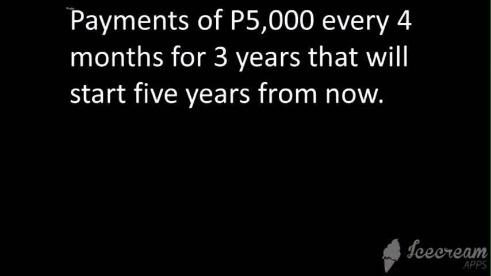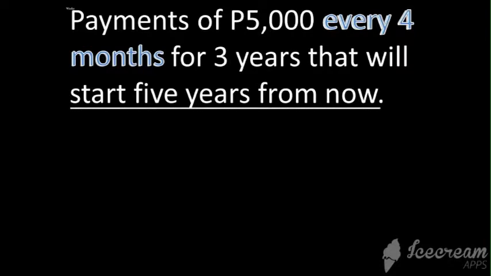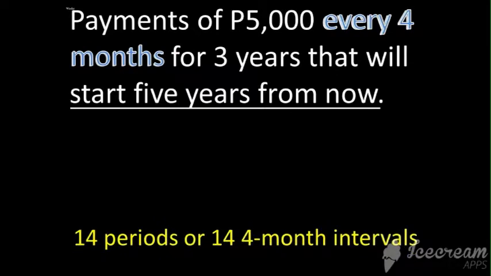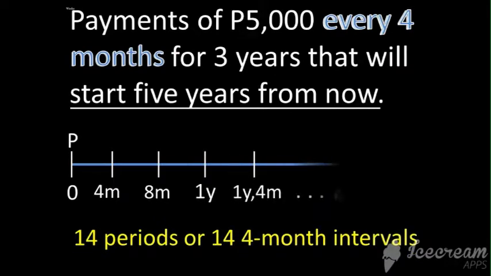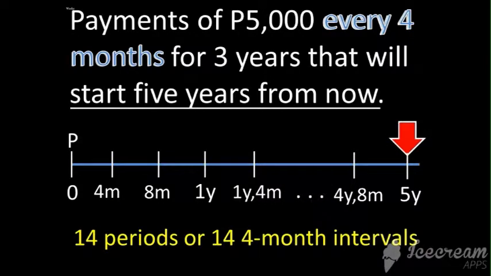Payments of 5,000 pesos every 4 months for 3 years that will start 5 years from now. Every 4 months, it will start 5 years from now. The answer is 14 periods or 14 4-month intervals. The payment will start on the 5th year. Total of 3 payments for every year. So therefore, there are 14 4-month intervals for this problem.